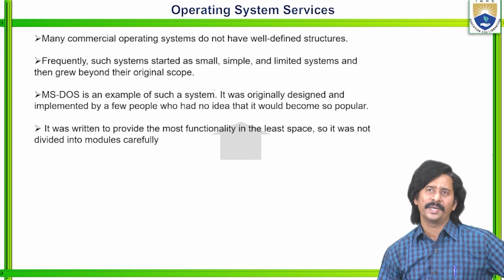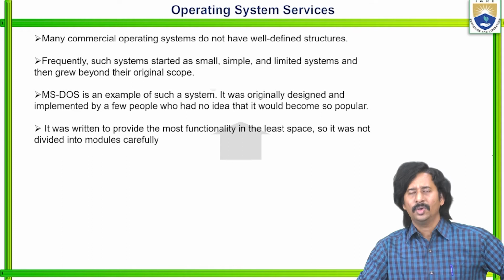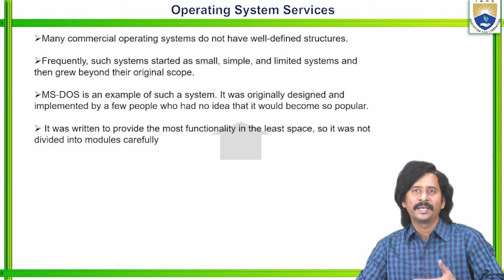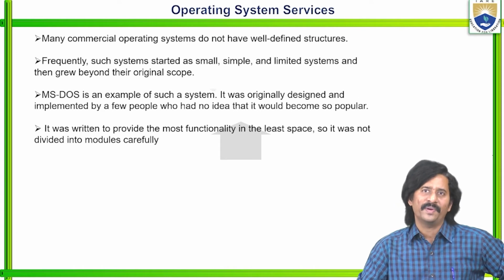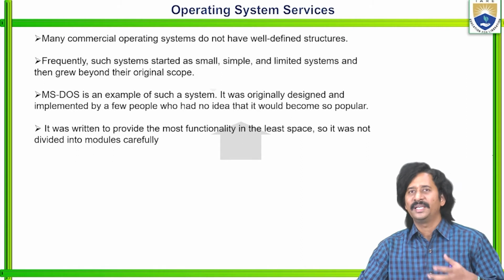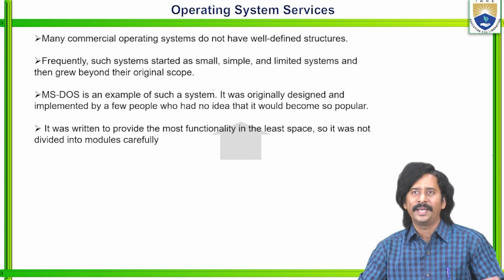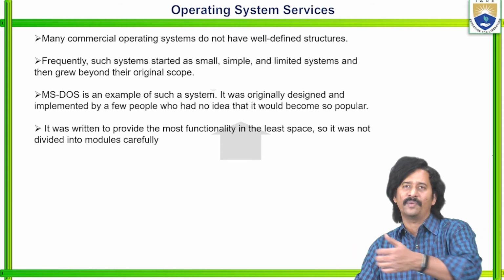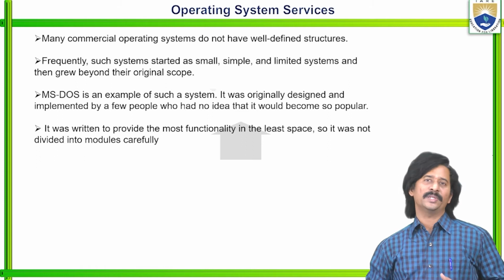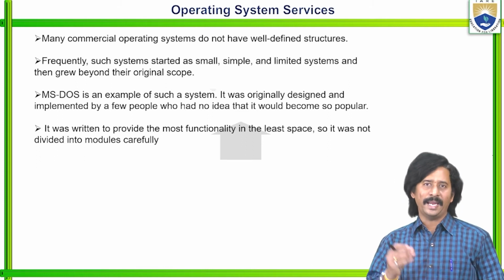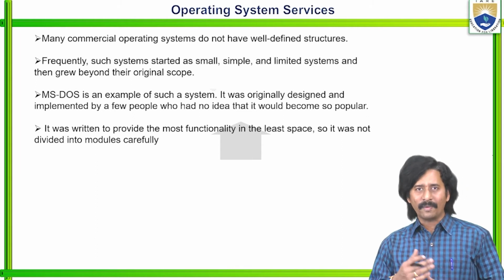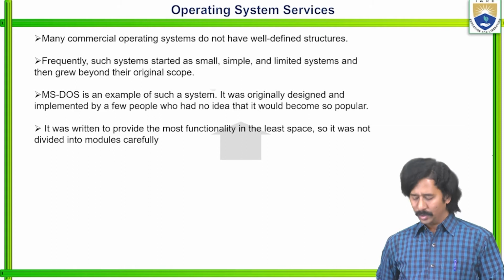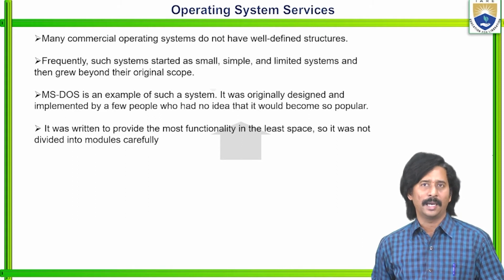Many commercial operating systems do not have well-defined structures. Frequently such systems started as small, simple and limited systems, and then increased beyond their original scope. The best example is MS-DOS. It was originally designed and implemented by a very few people who had no idea that it would become so popular, because with the help of MS-DOS we have derived a number of operating systems. In the initial days, MS-DOS was written to provide the most functionality in the least space. It provides more functions with very little code, so it was not divided into modules carefully.